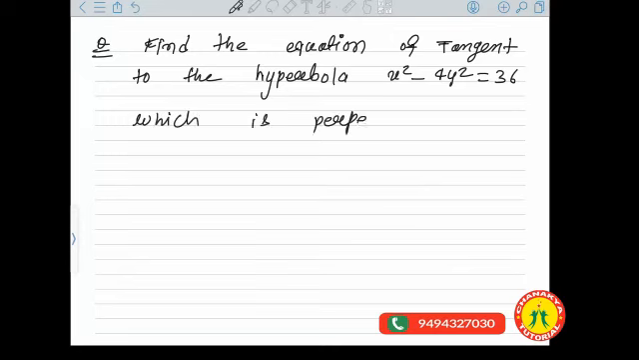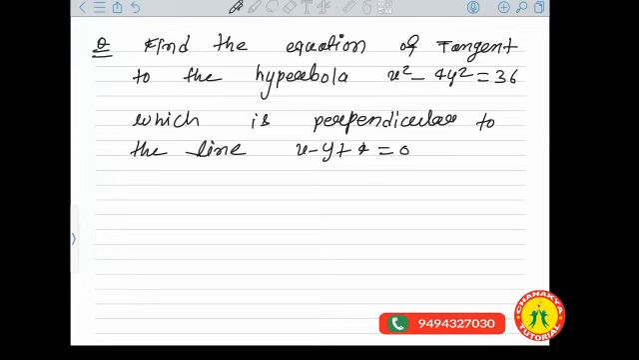perpendicular to the line x minus y plus 4 equal to 0. Please everyone do that. आपको इक्वेशन ऑफ टेंजेंट फाइंड करना है टू द हाइपरबोला x square minus 4y square equal to 36, which is perpendicular to the line x minus y plus 4 equal to 0.